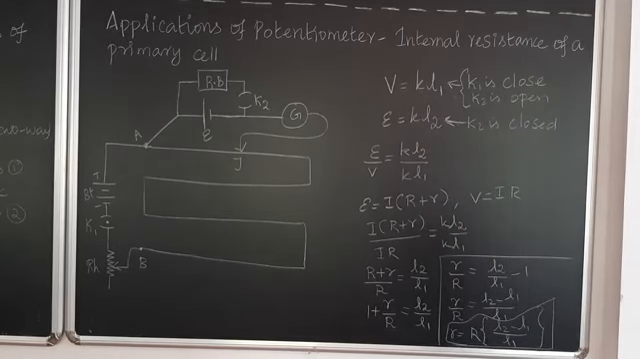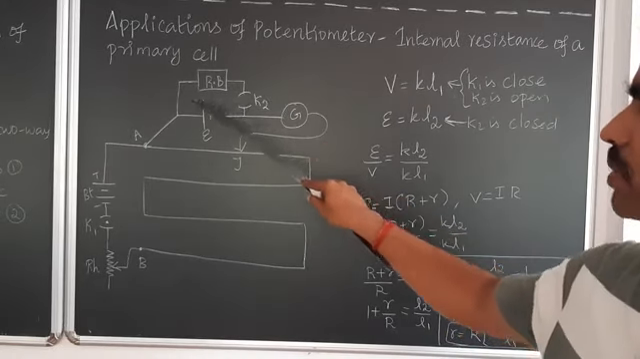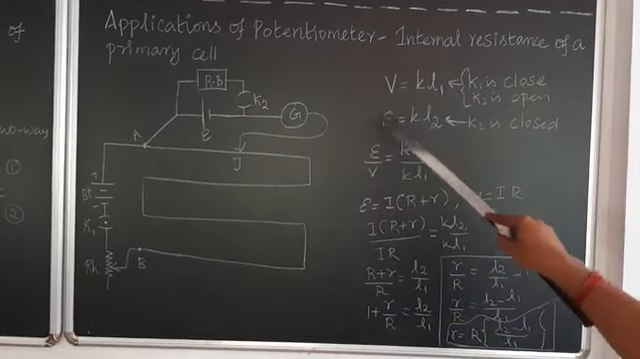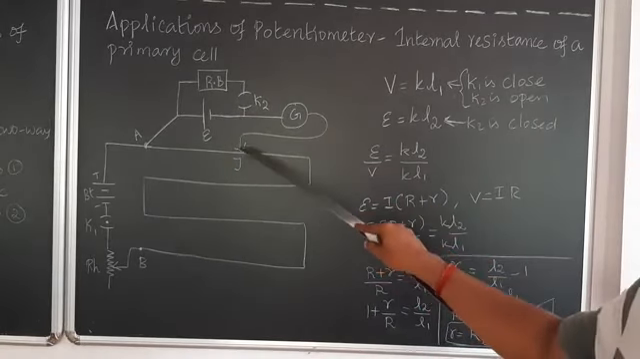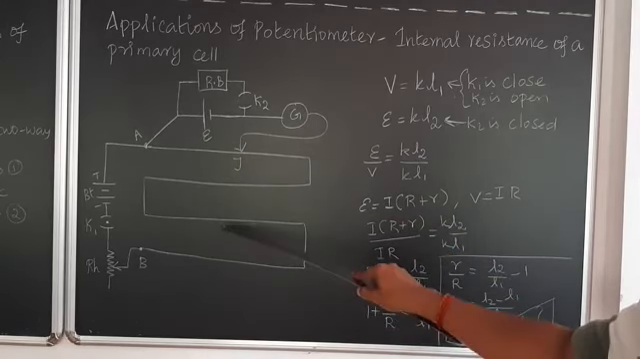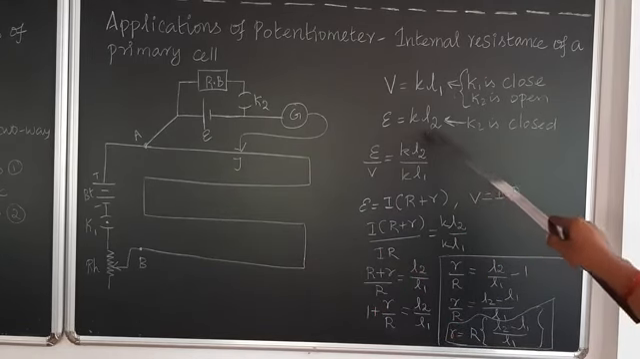Now I close this K2 and set up some resistance value in that resistance box, right? So in that case, again I use this jockey and slide over the wire and find the null point, and note down the position at which the null point is produced. I write E is equal to K into L2 when K2 is closed.